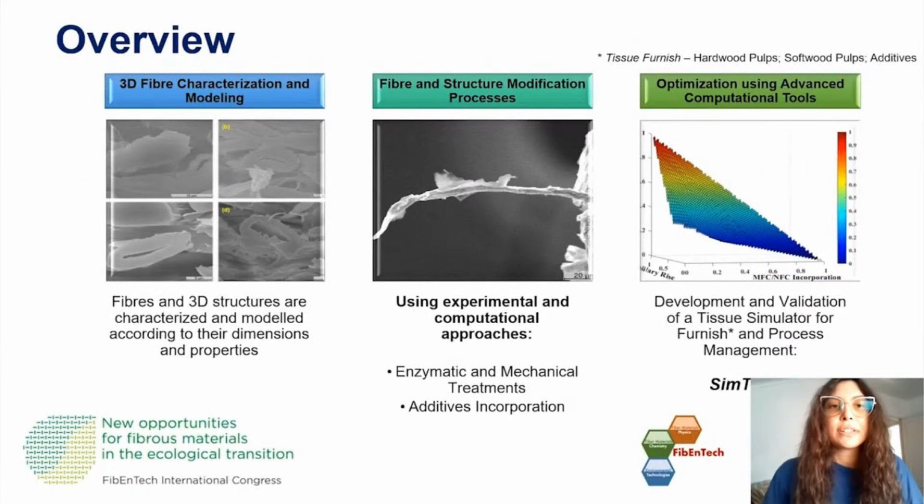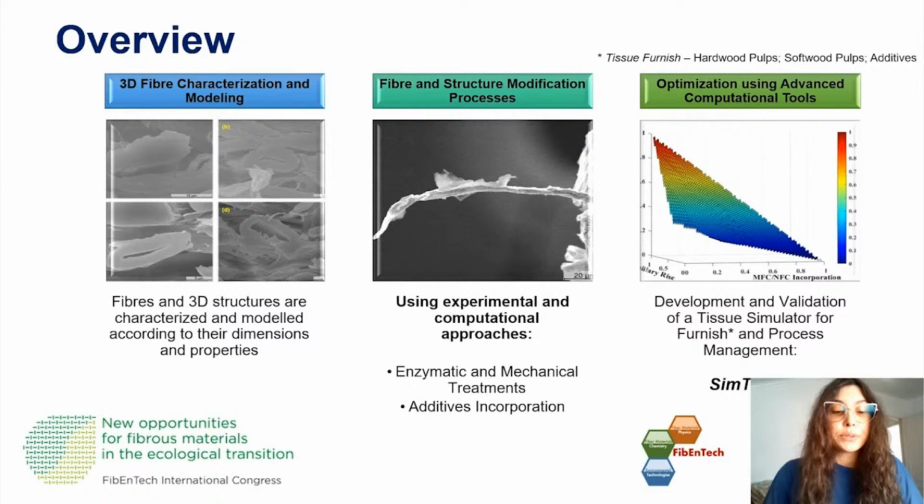Tissue paper materials such as toilet papers, towel papers, napkins, and facial tissue papers are known for their creping and embossing operations, low basis weight, high porosity, bulk, softness, strength, and absorption properties. Therefore, the production of tissue paper materials requires furnish optimization. These tissue furnishes include hardwood pulps, softwood pulps, and additives.